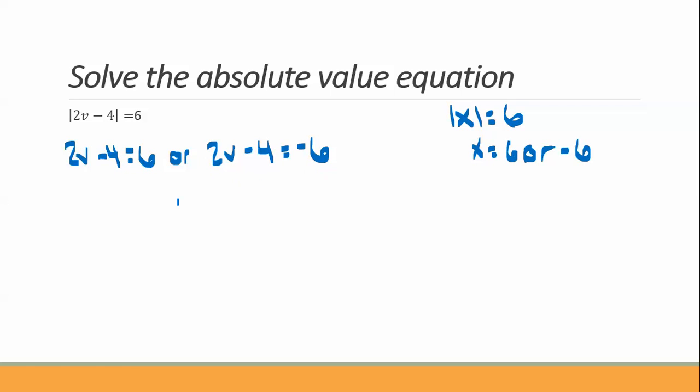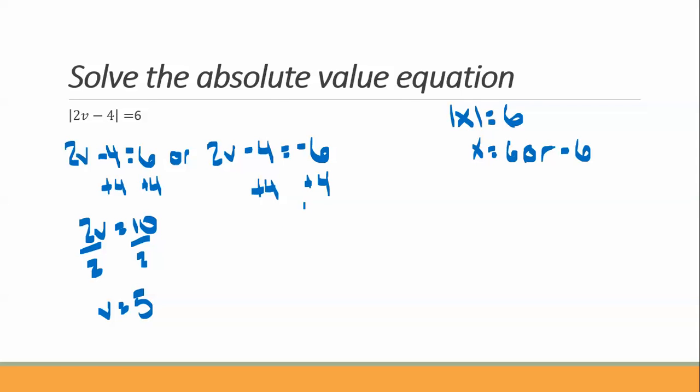So we add 4 to both sides for the first equation, and we have 2v equals 10. Divide by 2, and we have v equals 5. For the second equation, we add 4 to both sides, and we get 2v equals negative 2. Divide both sides by 2, and we have v equals negative 1. So our solutions are v equals 5 or v equals negative 1.